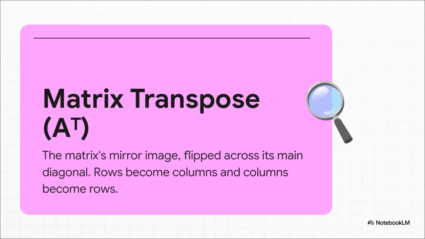All you're doing here is flipping the matrix along its main diagonal. The rows become the columns, and the columns become the rows. It sounds simple, but it's a fundamental way we reorganize data to get it ready for other calculations.